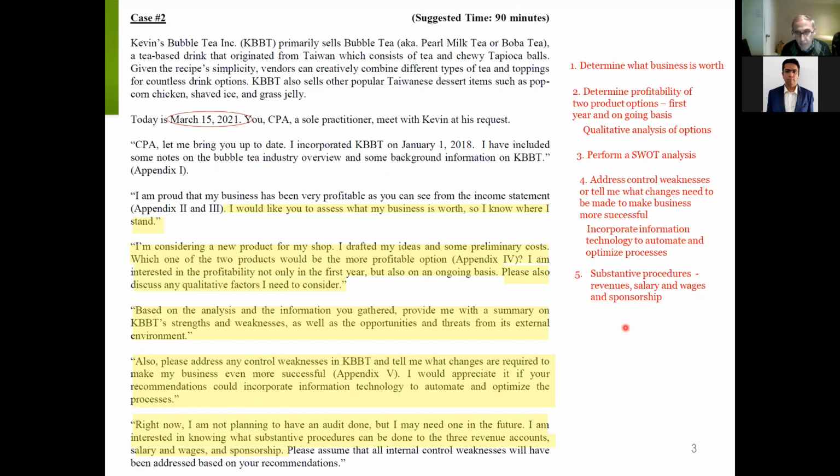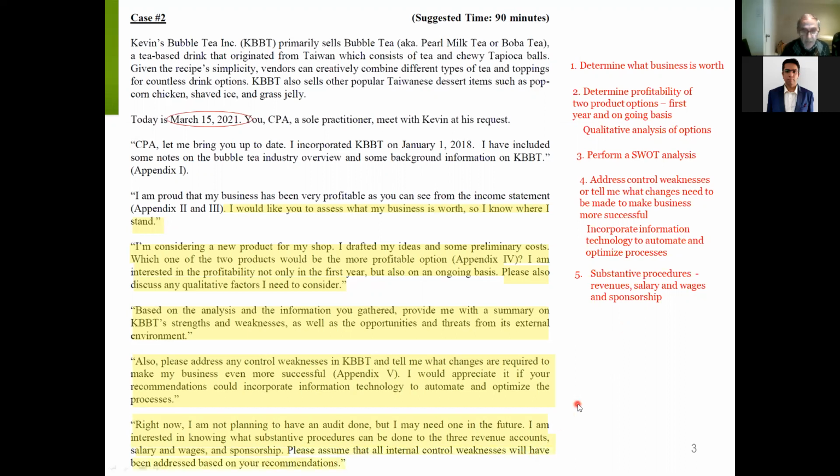On a comp, for those of you who are doing the assurance role, it's unlikely they would tell you specifically which areas to deal with. But on a multi, they sometimes do. So if they tell you they only want you to deal with these 3 areas, revenue, salaries and wages, and sponsorships, make sure that you only deal with these 3 areas.